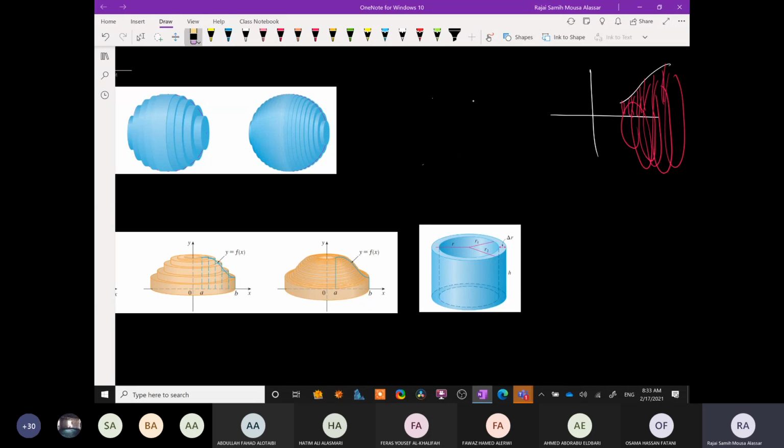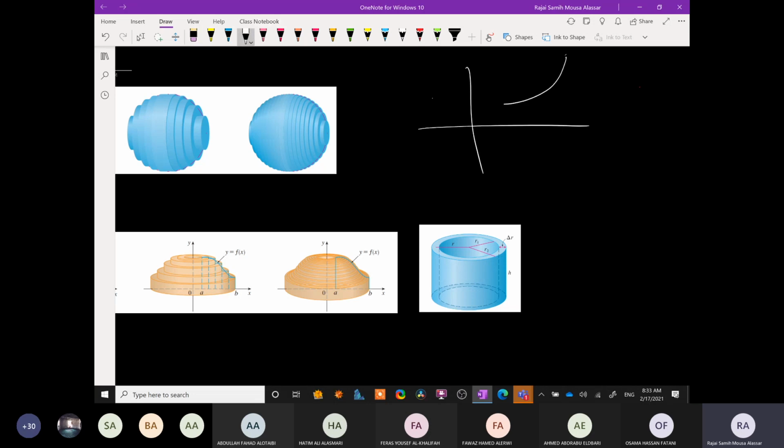Of course, if you have two functions, you may end up with something called a washer. It's more or less the same thing. So like this is a function and this is another function. If you want to rotate that, so you take a sample, but this sample is not going to go all the way down.